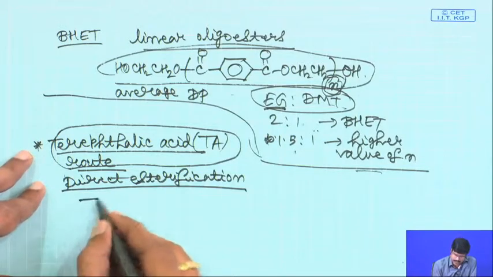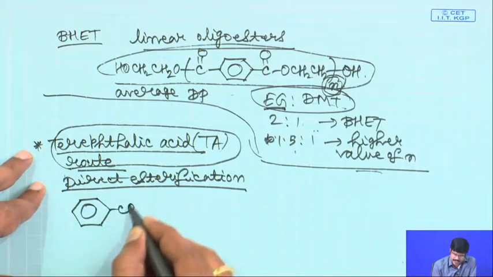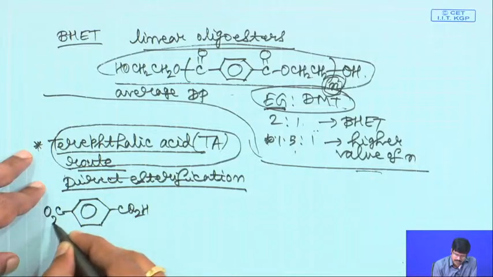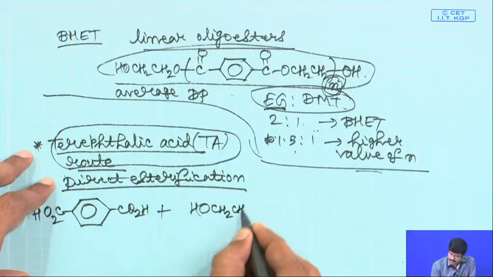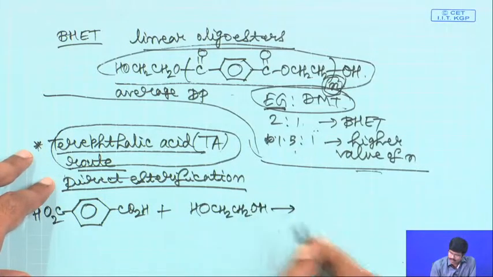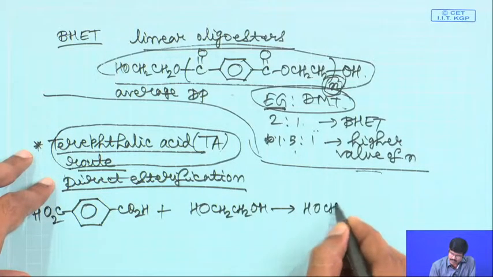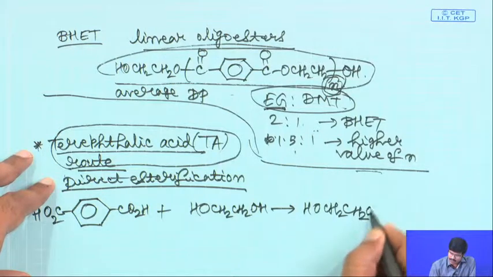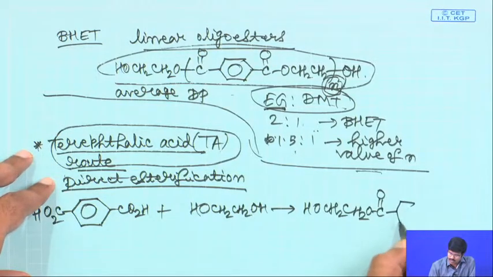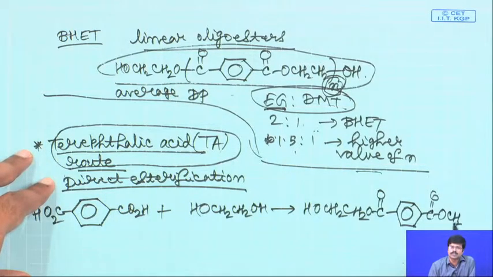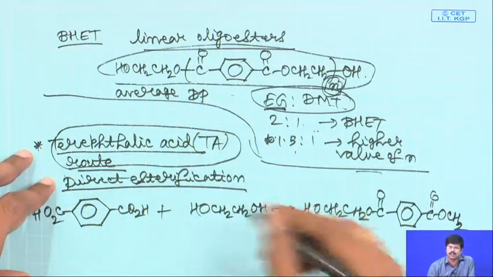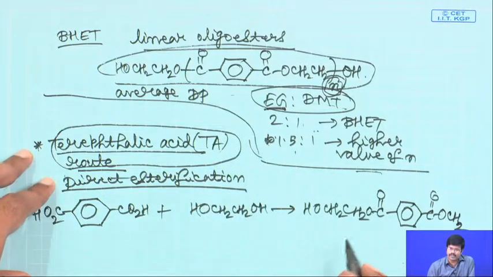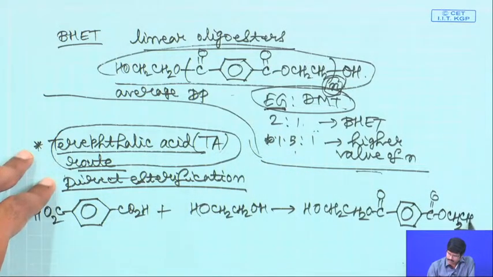So, which is nothing but reacting with your terephthalic acid. So, this is your terephthalic acid, you react with your ethylene glycol and you get your BHET, which is your bis hydroxy ethyl terephthalate. I mean, instead of transesterification, you are using a direct esterification route to obtain your bis hydroxy ethyl terephthalate. Now, why we will use this terephthalic acid route and not the dimethyl terephthalate route, we will tell you after the advantages of this route afterwards.